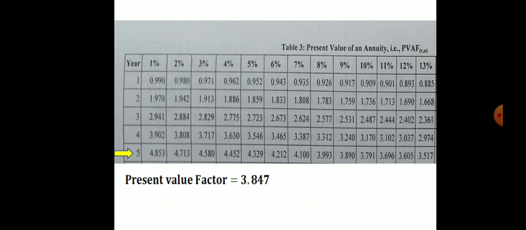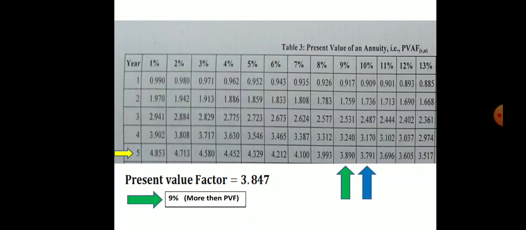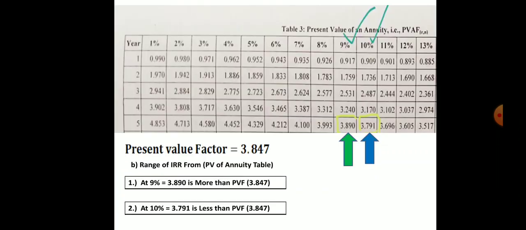So we will select 9% and 10%. In the 9th year it is 3.89, so it is more than the PV factor, meaning present value factor, and for 10% it is less than the present value factor. So we will select the range of 9% to 10%. So it's clear, students, how to find the range.